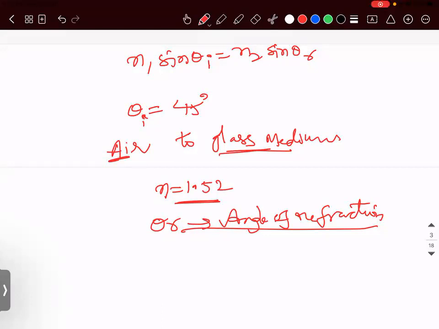So here in n1 sin theta 1 equal to n2 sin theta 2, what is n1 in this case? It is going from air to glass, right? So n1 will be 1, since it is going from air. n2 will be 1.52. Theta i is already given as 45 degrees. So you need to find out theta r.